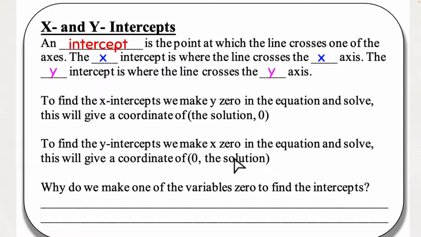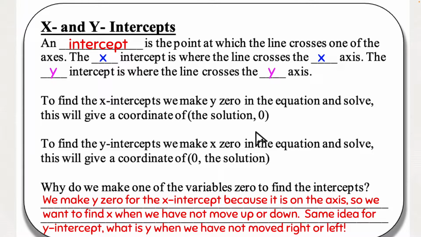So why do we make one of the variables 0 to find the intercept? Let's think about this. We make y 0 for the x-intercept because it is on the x-axis. So we want to find x when we have not moved up or down. We're not moving up or down; we're going to be at 0 there because I want to stay on the x-axis. I just want to know, am I moving right or left, and how far?